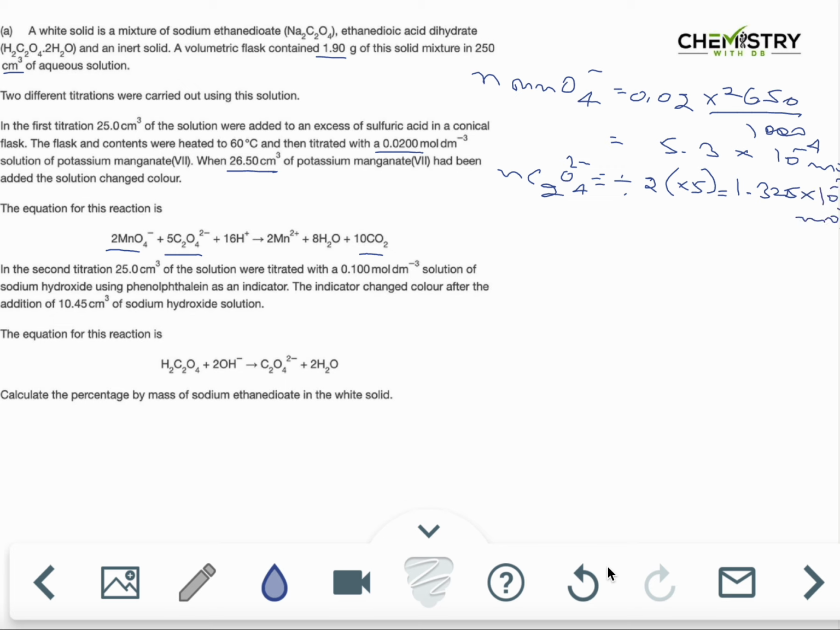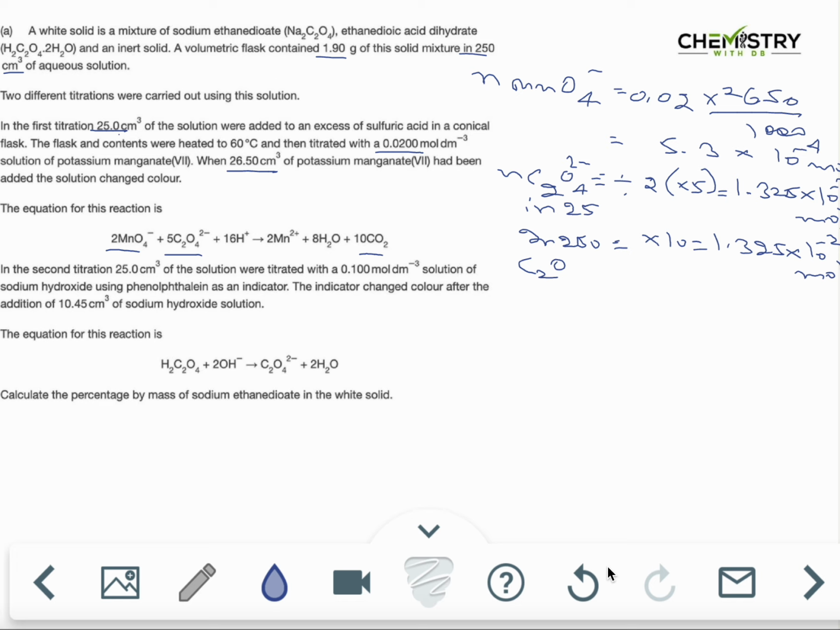2- ions. Mind you, these were in 25 cm³ of solution, whereas originally we had 250. So if this is in 25, then in 250 the amount of C2O4 2- ion is going to be 10 times that, or 1.325 times 10 to the power minus 2 moles.